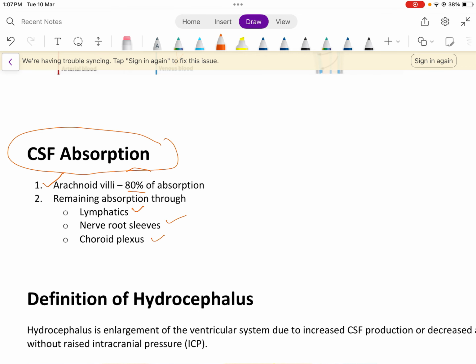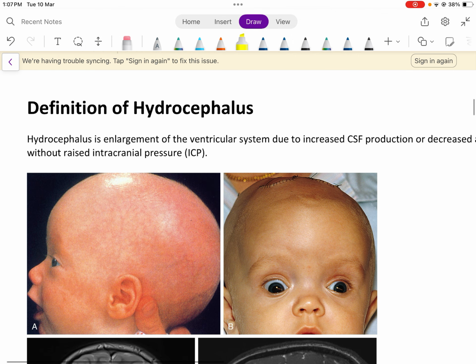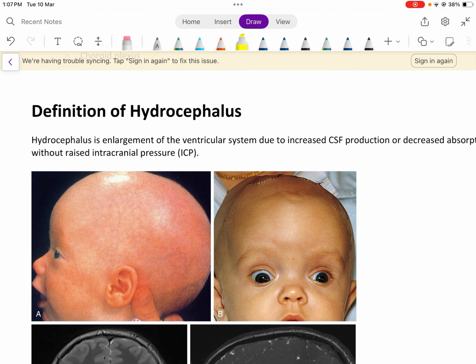Okay, so majorly 80% is absorbed by the arachnoid villi. Next, we will learn about the definition of hydrocephalus. So this is what is called a hydrocephalus.